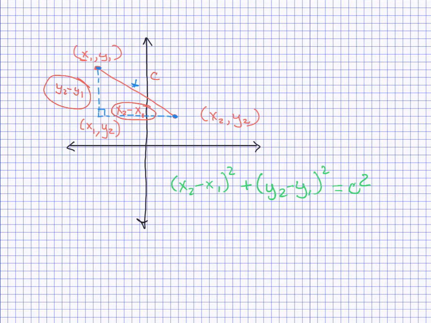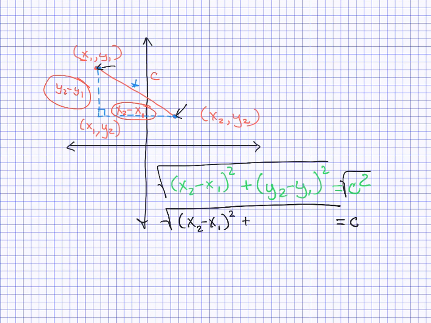So I need to solve for this c. Remember, we're looking for the distance between these two points right here, the length of that segment. So to undo the square, I will take the square root of both sides. And so I now have c is equal to the square root of the difference in the x's, x2 minus x sub 1, quantity squared, plus the difference in the y values, y2 minus y1, quantity squared. So that is our formula that we will use from now on when we need to find the distance between two points.